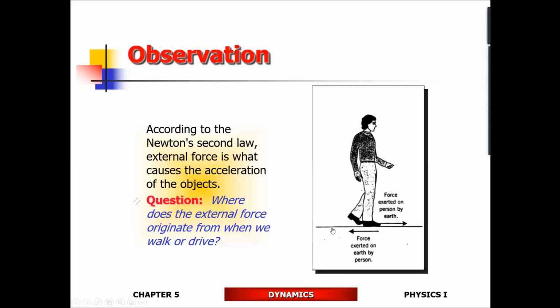Well, we generate an external force through Newton's third law. You apply a force on the ground in the backward direction. In turn, the ground is going to apply a force back on us in the forward direction. Through friction, you apply a force in the backward direction, and through friction, the ground is going to apply a force back on you in the forward direction.